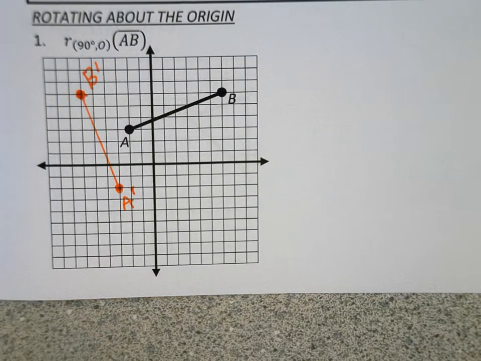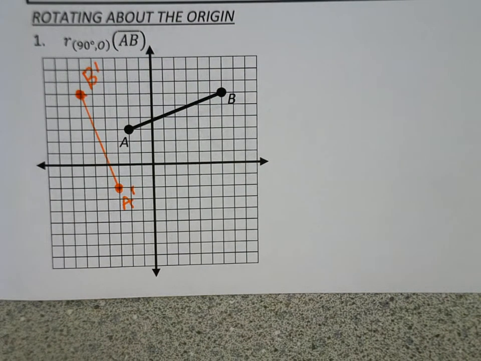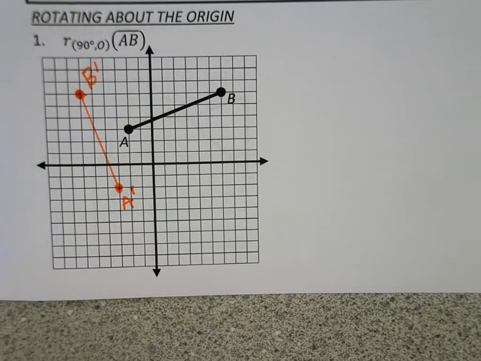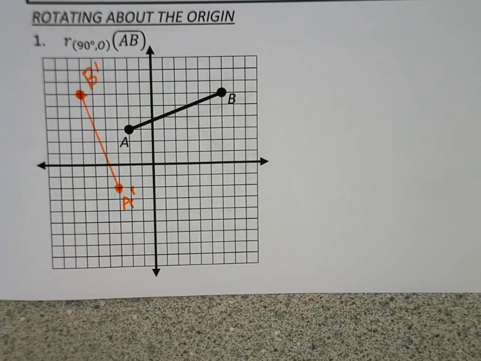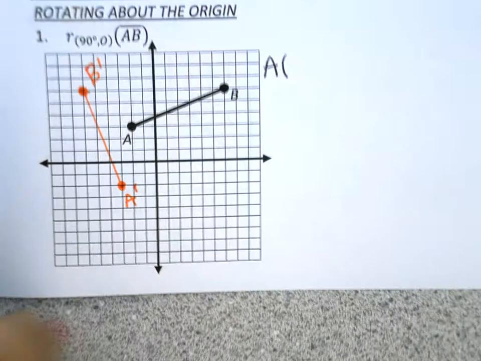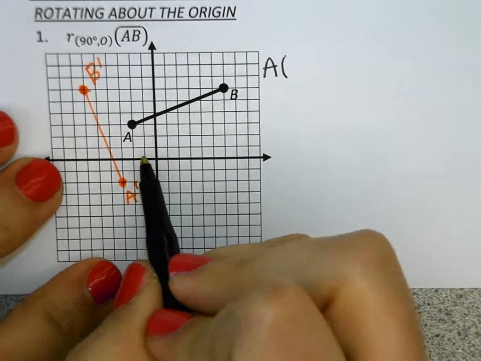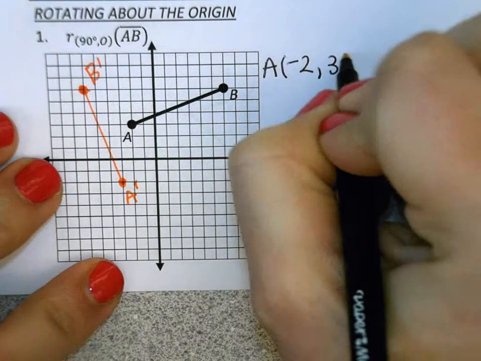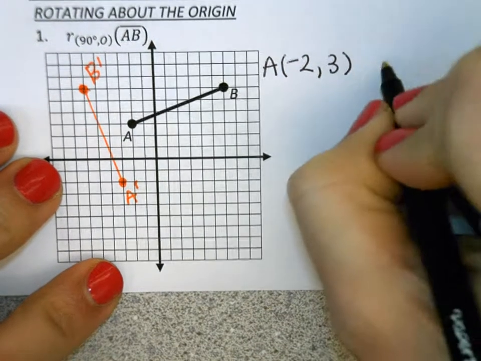How do you do this without the patty paper? So here's what we're going to do. I want to write out the coordinates and then the rotation coordinates, and we'll see if you guys can figure out the pattern. Okay? So let's do A and B first. What were the coordinates of A? -2, 3. And what were the coordinates of B?